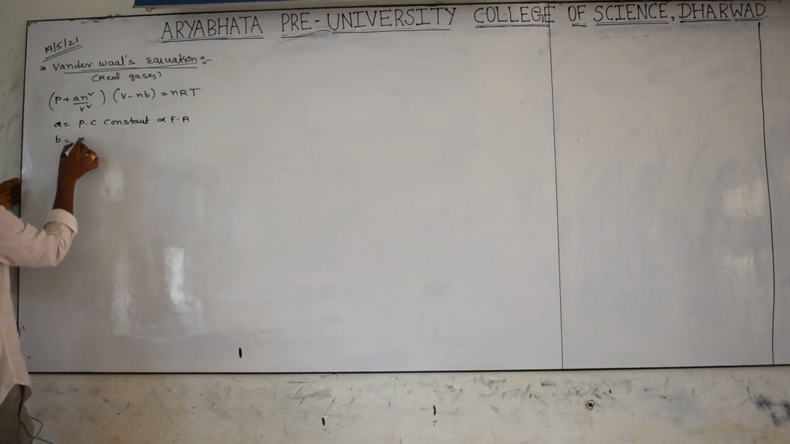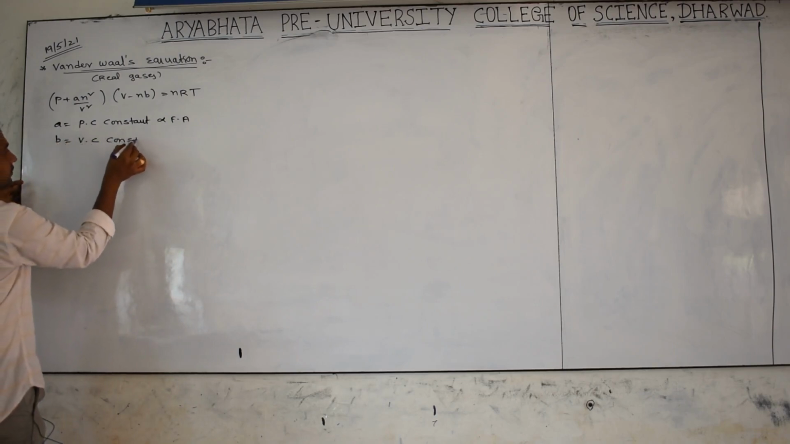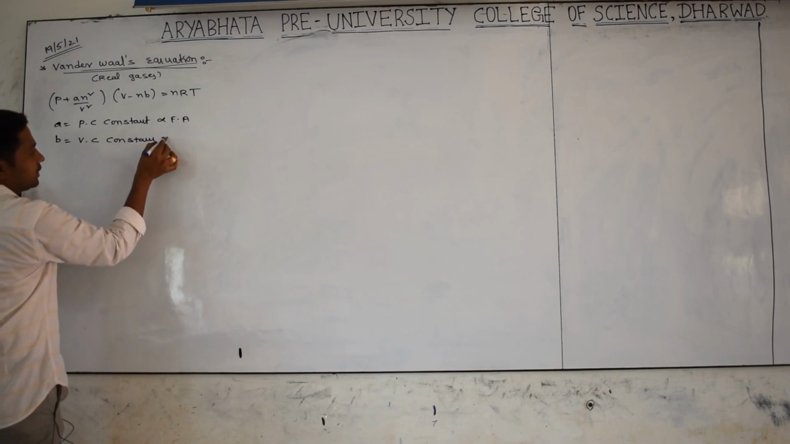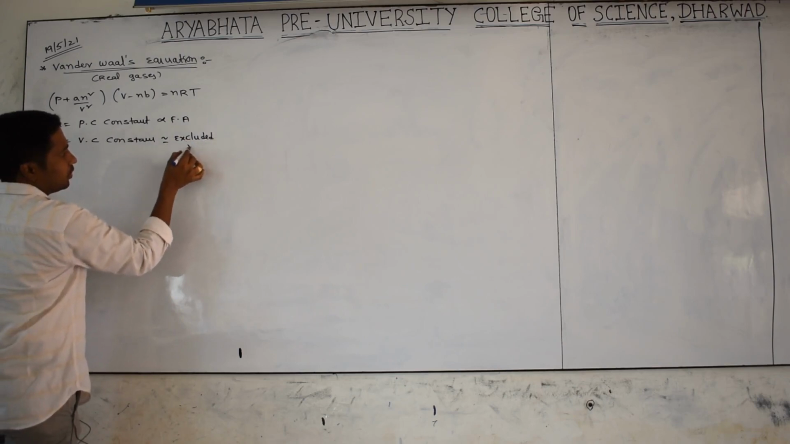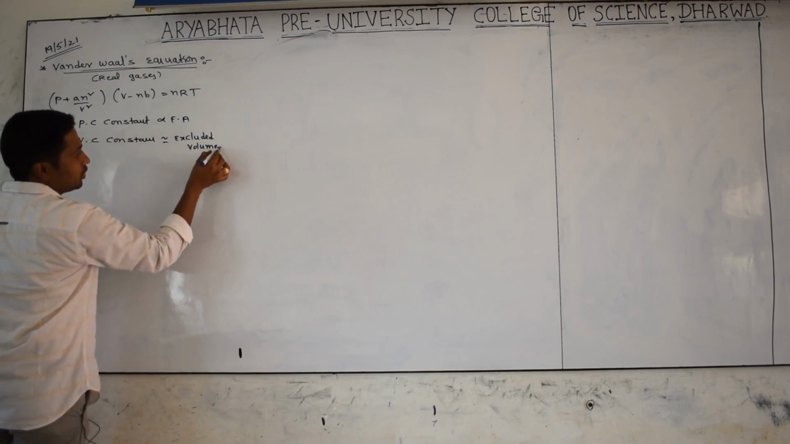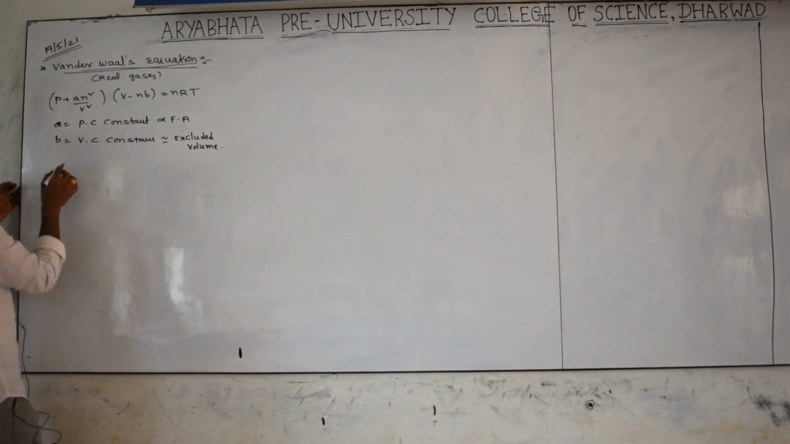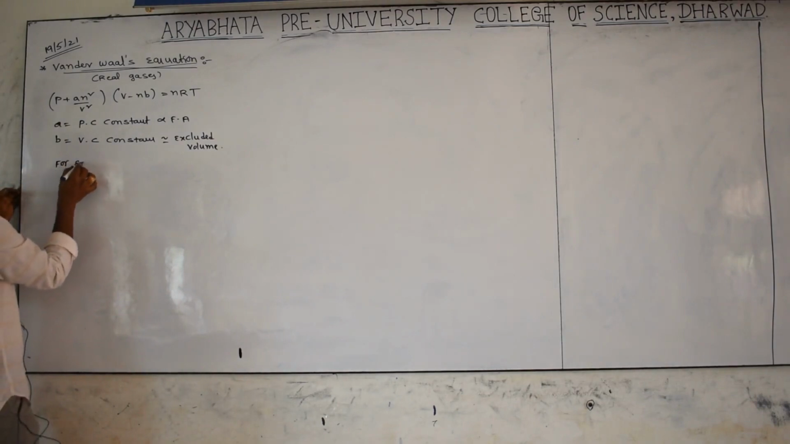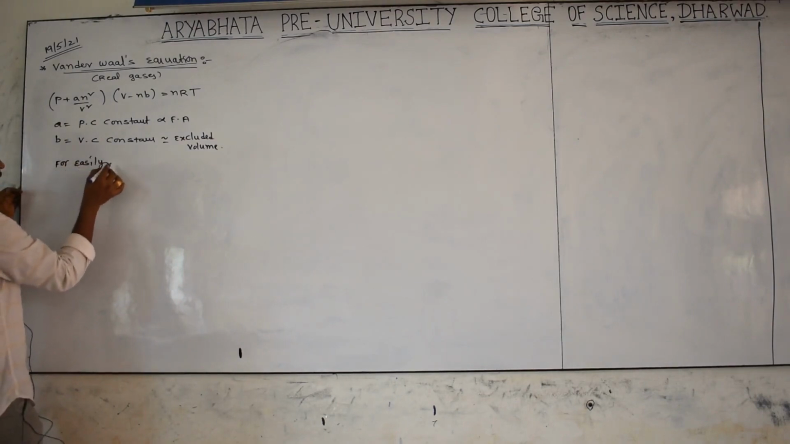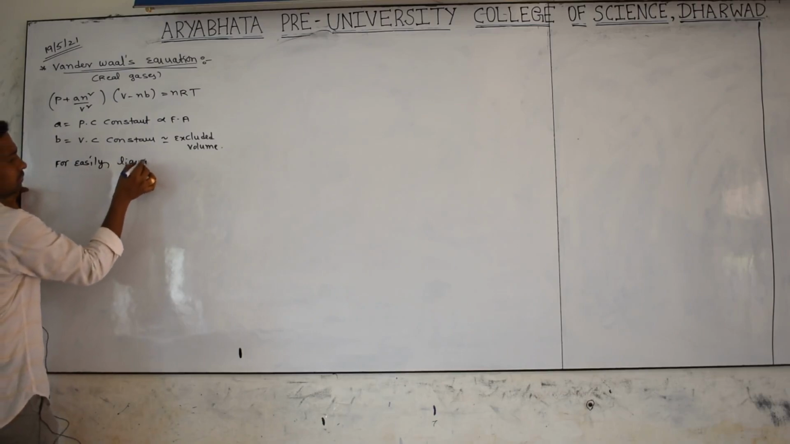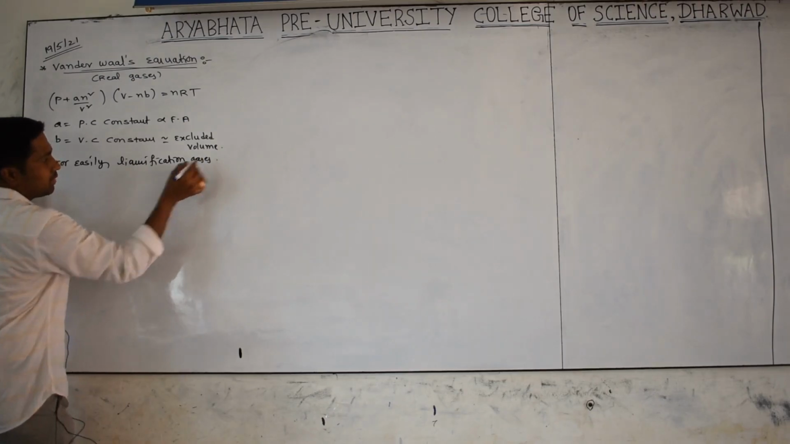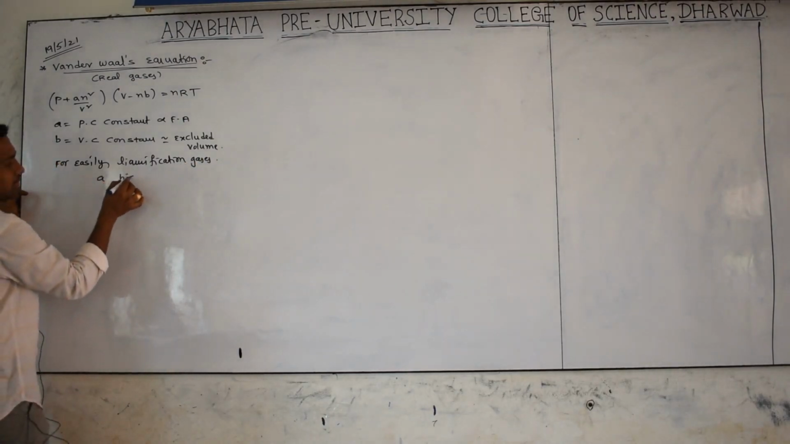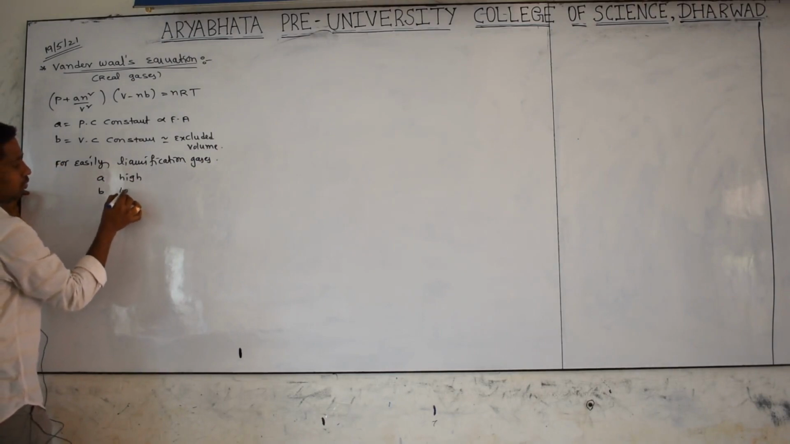Whatever b is there is a volume correction constant. It is nothing but the excluded volume, or subtracted volume occupied by the gas molecules. For easy liquefaction of gases, we have the condition that a should be high and b should be low.